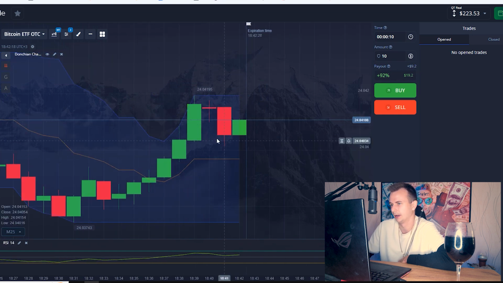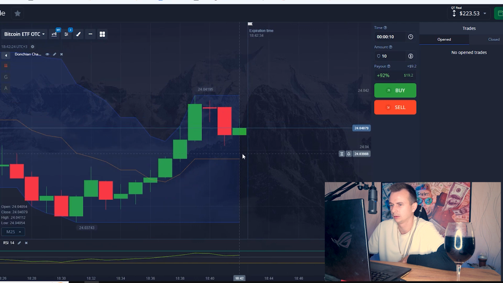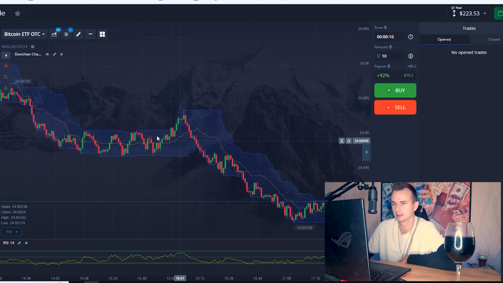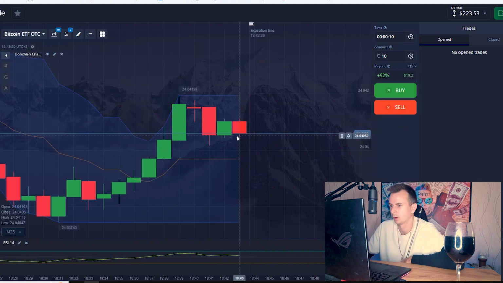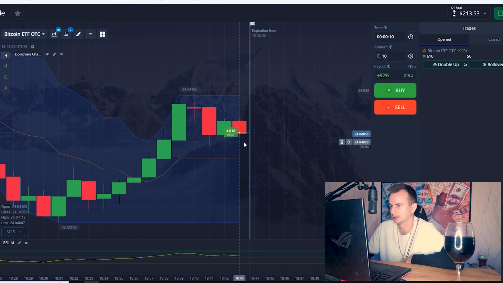So from here I will wait. I don't like to enter here in the middle. So because the price can go up or down, so we just need to wait a little bit. Okay, let's analyze the graphic. Okay, here I like to take one buy position, and let's see where the price is going now.